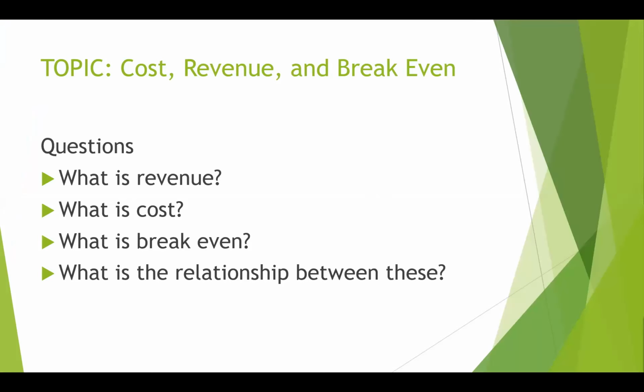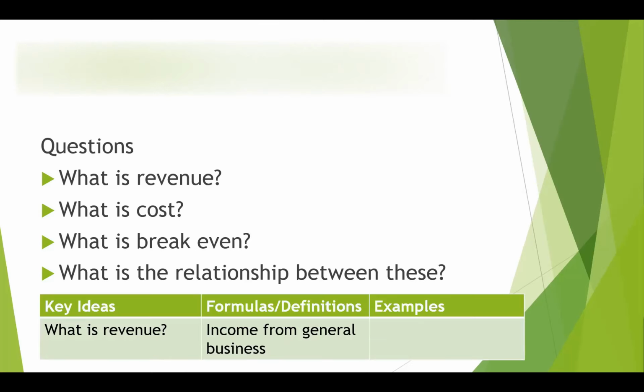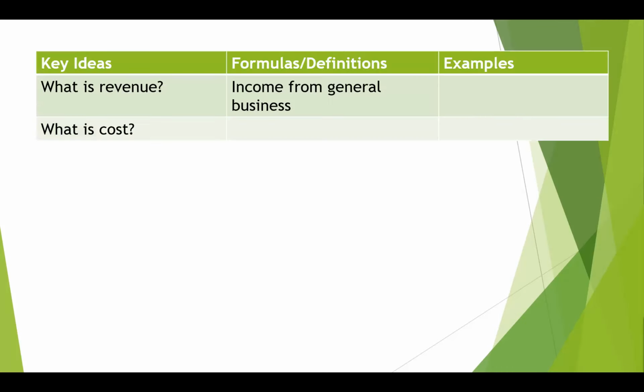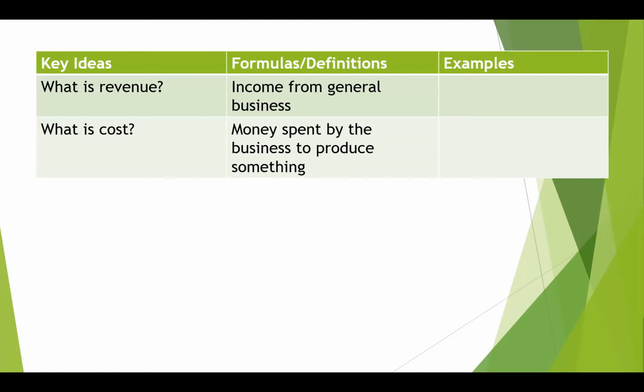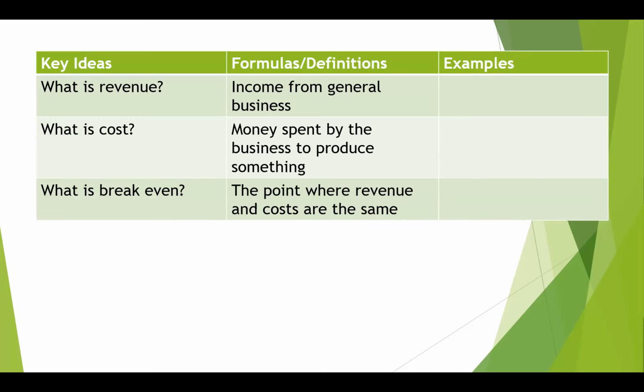Some of these might be really intuitive, and some of these might just be new words that you've used other ways, or you understand the concept but you've heard it used differently. So revenue is generally income from a business. Cost is going to be the money spent by the business to produce something, and then the break even is a point where the revenue and the cost are the exact same.